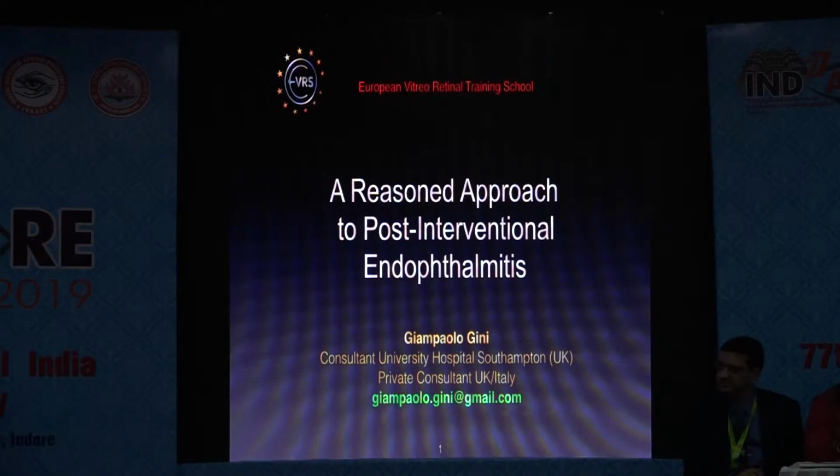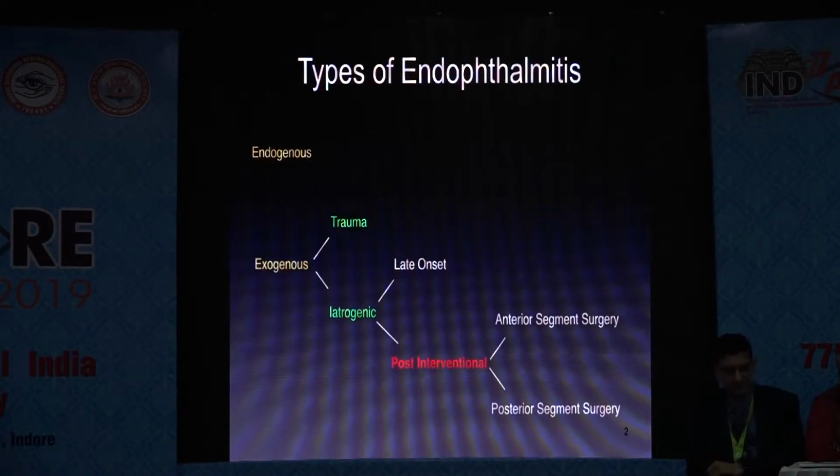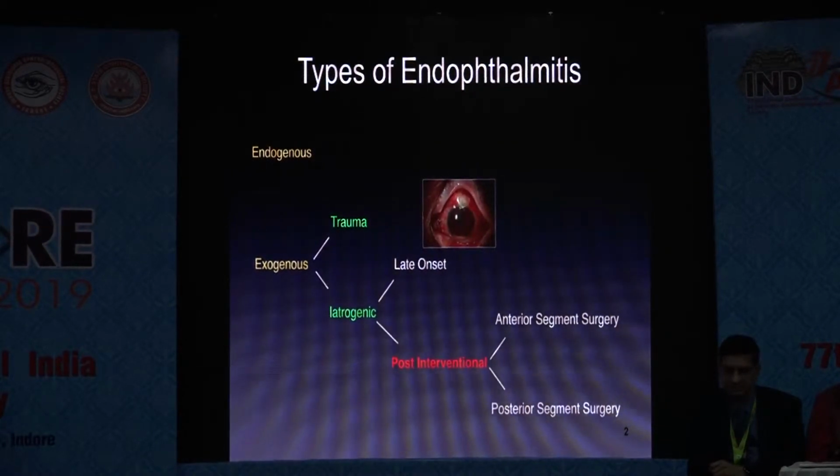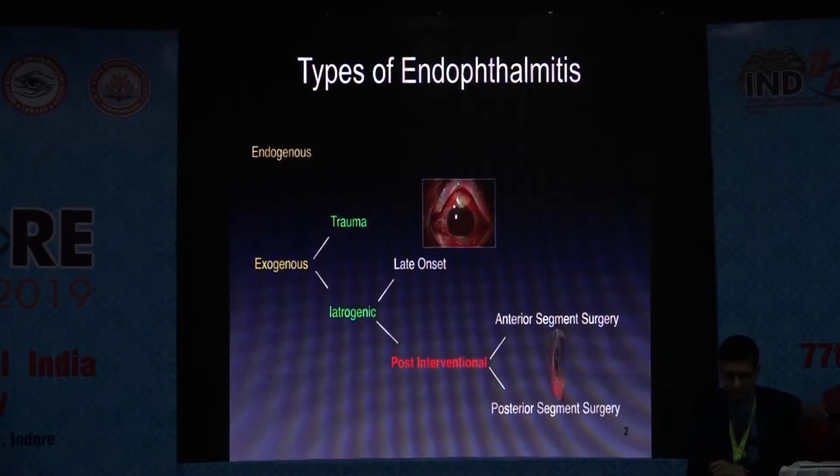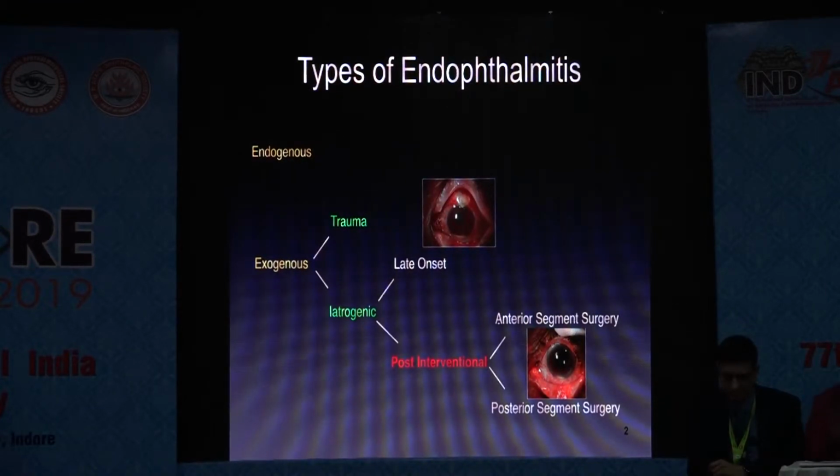So my talk today is a reasoned approach to post-interventional endophthalmitis. Now, we know there are different sorts of endophthalmitis. I won't go through them. We have trauma, we have iatrogenic. We are going to be dealing with post-interventional, and we can have late onset complications, or rather early onset complications associated with cataract surgery or posterior segment surgery, mostly today with intravitreal injections.